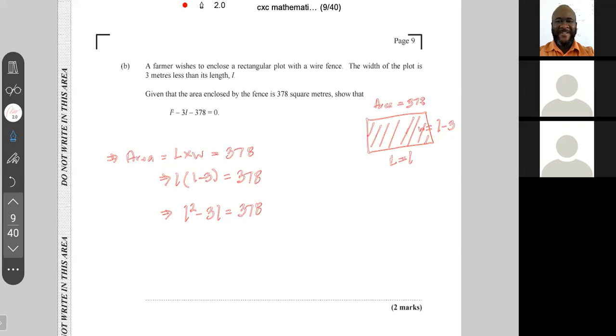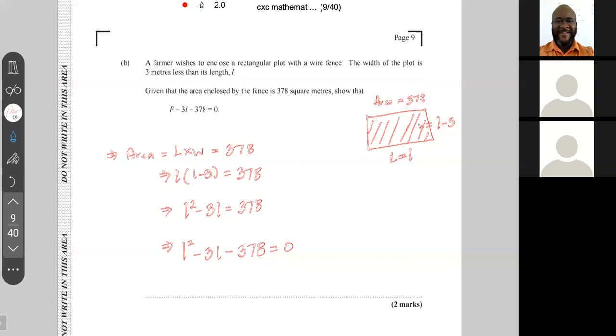378. So now positive 378 on the right goes over to the left and becomes negative. Therefore, L square minus 3L minus 378 is equal to 0. So the examiner said we should show that L square minus 3L minus 378 is equal to 0, and we have just done that. Let's see what's coming next.